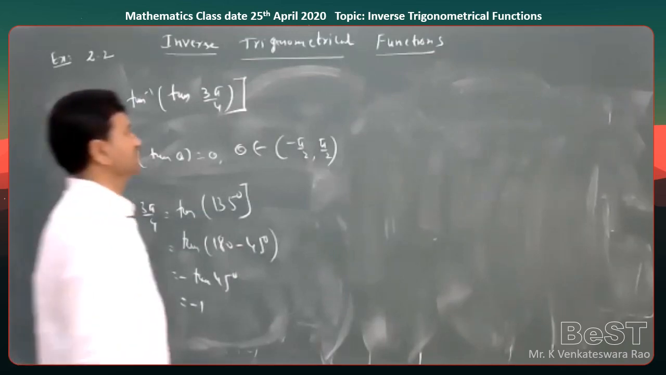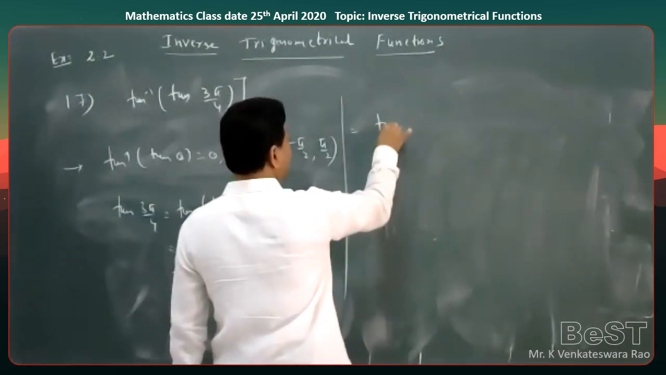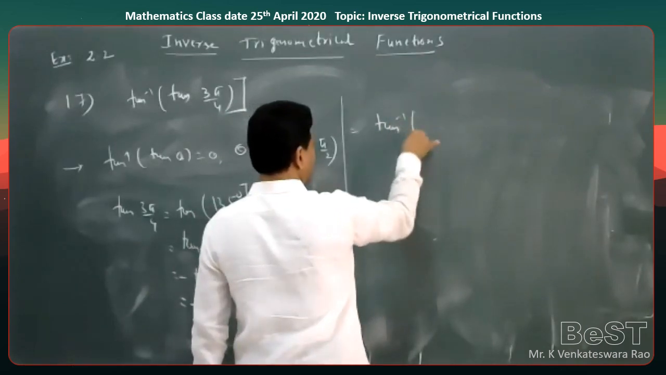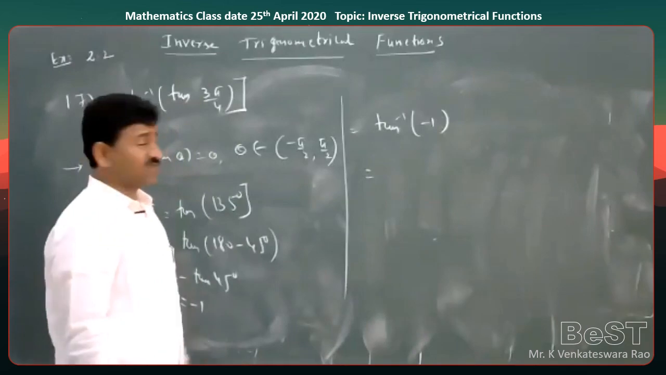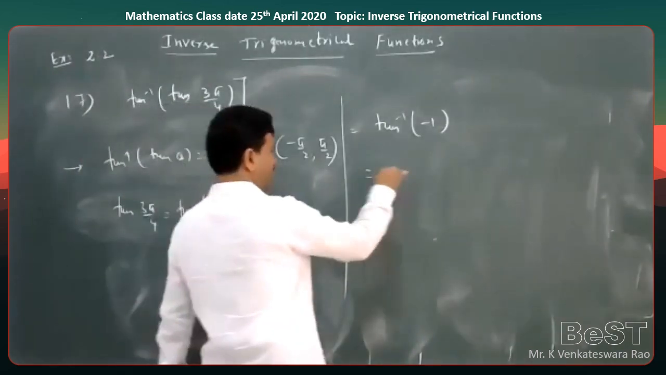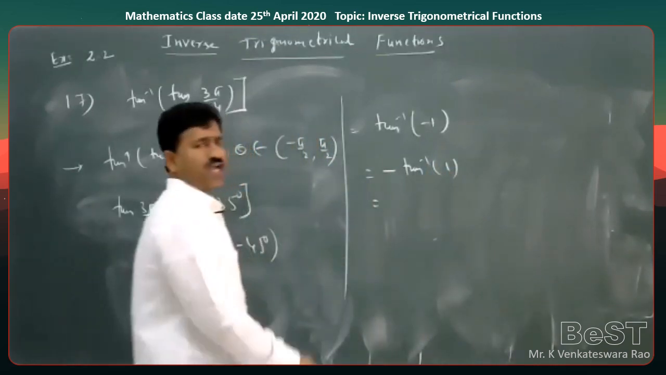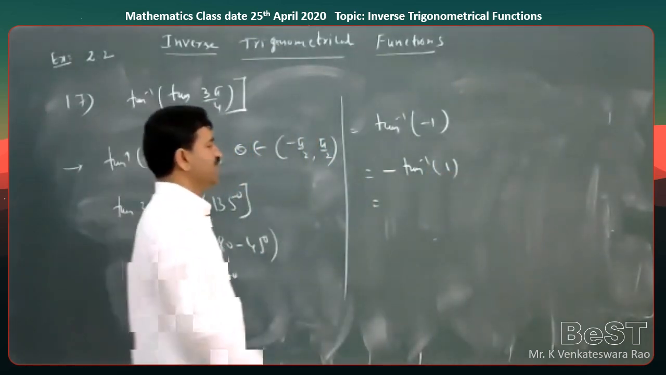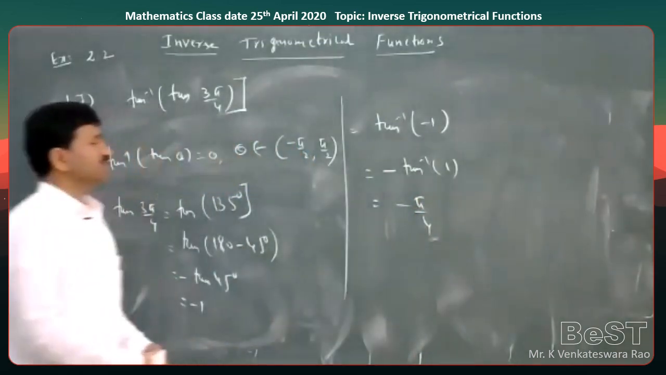So find this one. This is equal to tan inverse of minus 1. What is the tan inverse of minus x formula? Minus tan inverse of 1. Minus tan inverse of 1 is minus pi by 4. Minus pi by 4 it is.